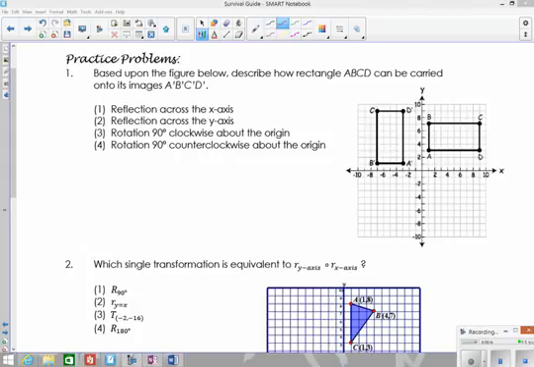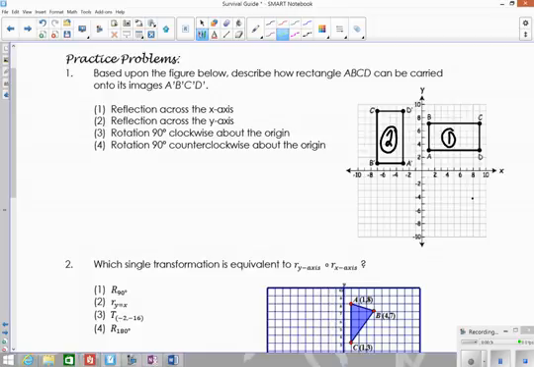In these practice problems, we're looking at how did we get from one figure to the next using transformations. So if you look at the first example here, it asks to describe how rectangle ABCD can be carried onto its image A prime, B prime, C prime, D prime. So we're starting with rectangle ABCD and we're trying to get onto this other rectangle.